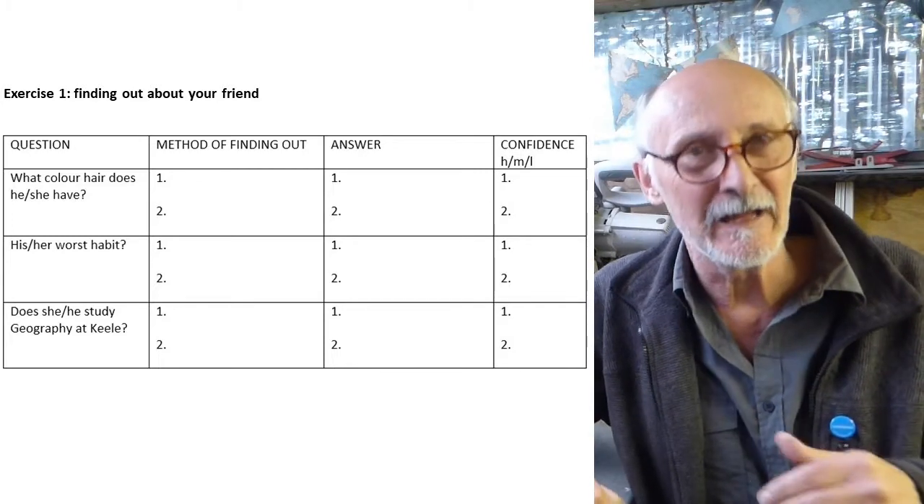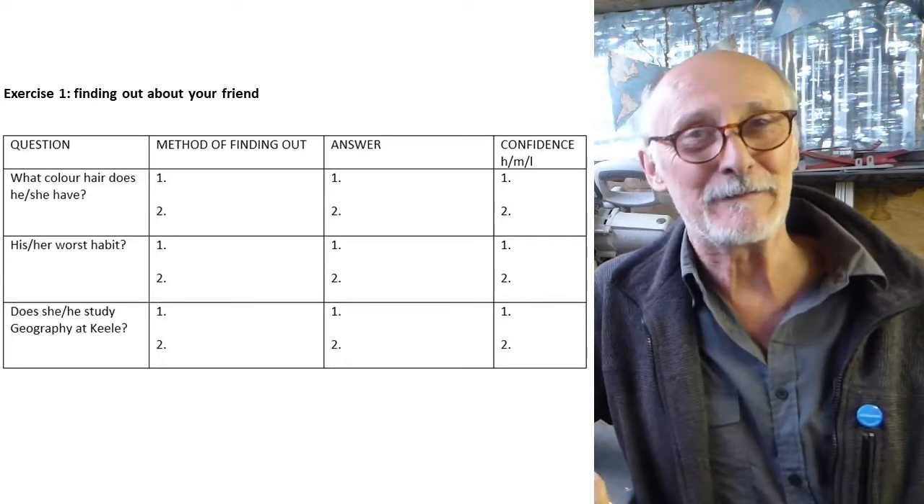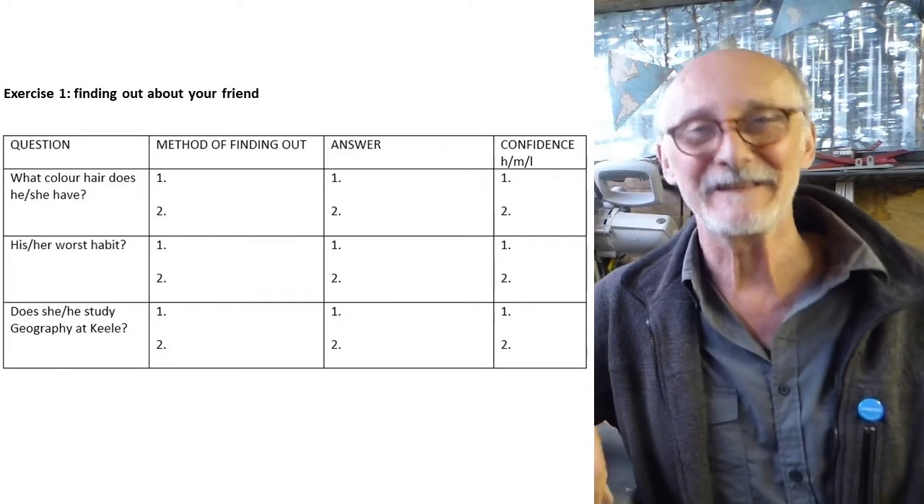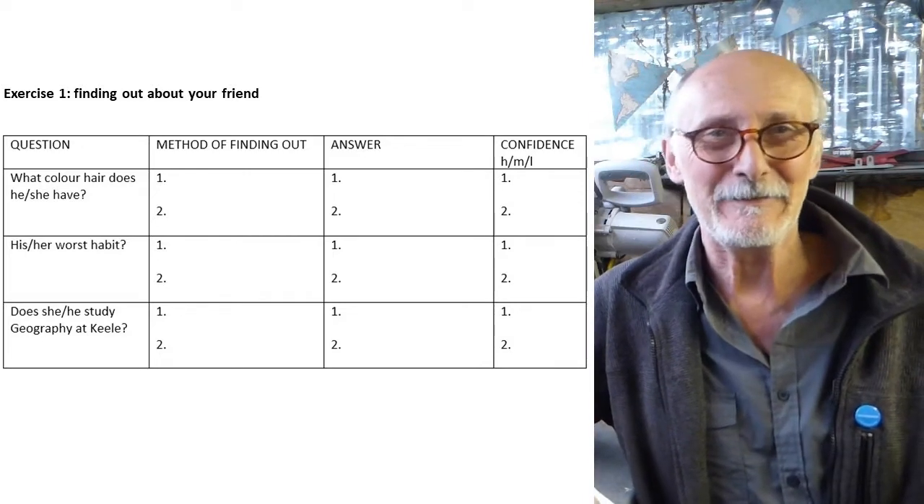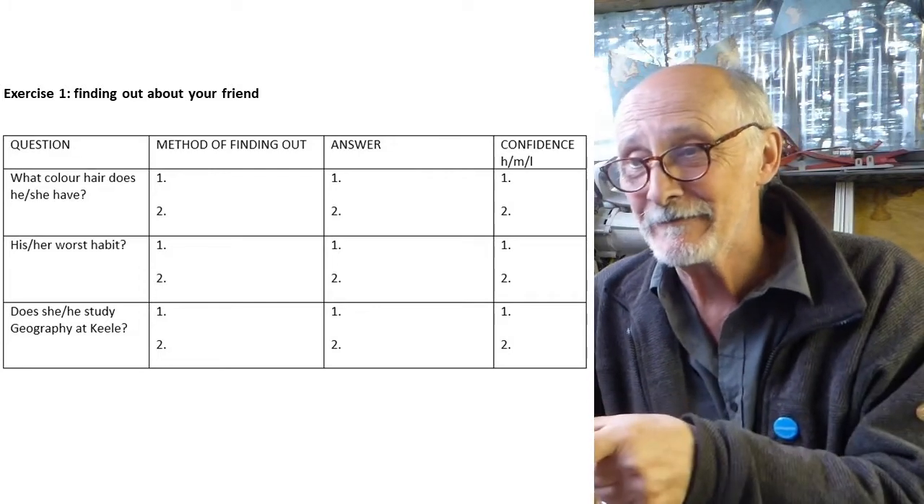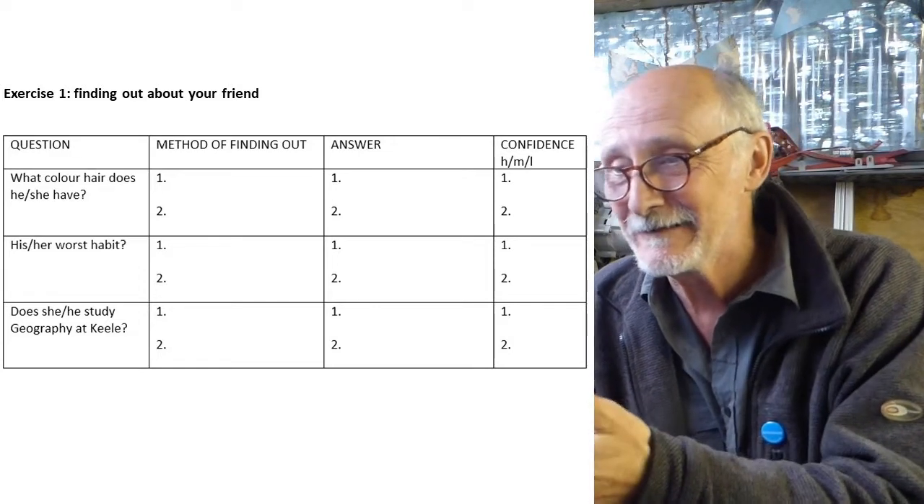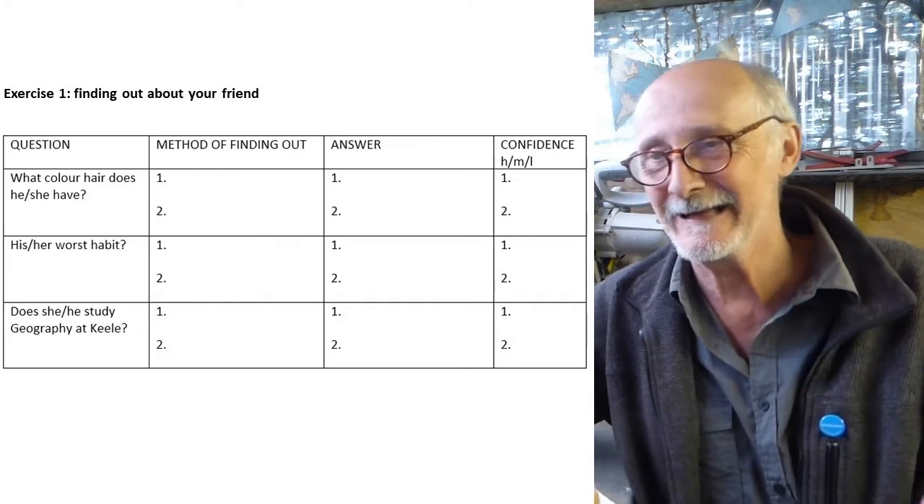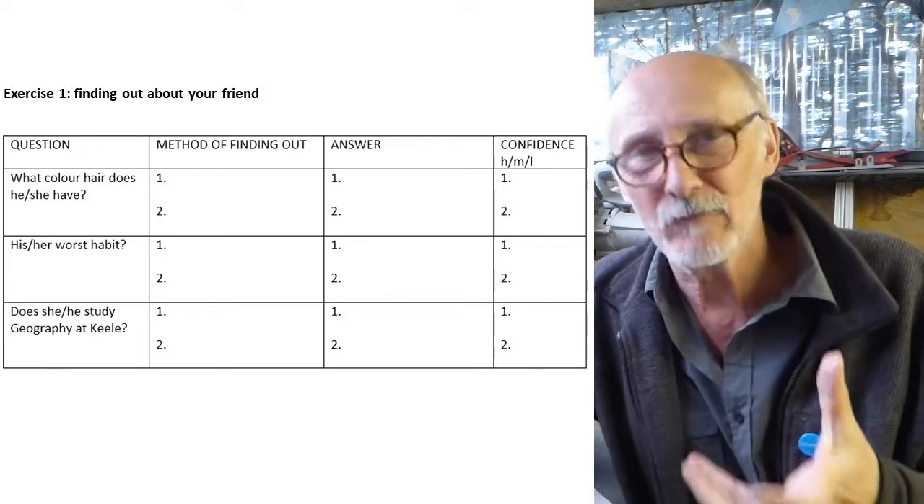So the first method could be looking. You say, oh, they've got light brown hair. And then you ask them and they say, oh, I have blonde hair. Oh, yeah, well, let's go and stand out in real light. What about if you didn't dye it? Then what would it be like? Well, maybe our question wasn't very good. Maybe it isn't just what colour hair have you got, it's what's your natural hair colour? And suddenly everything gets more difficult.